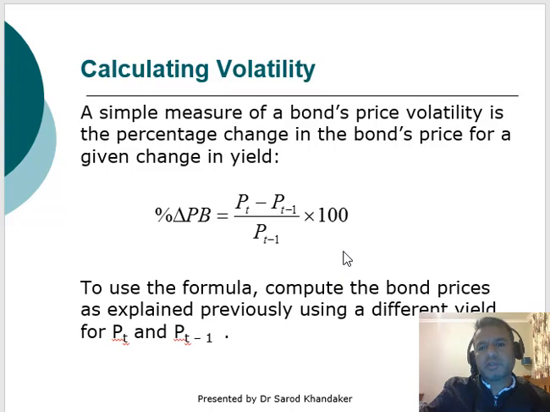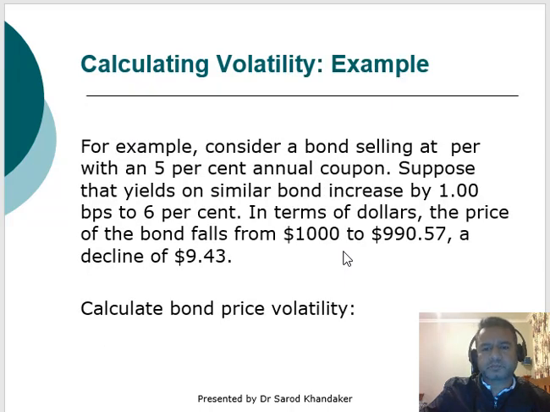Let's look at an example. Consider a bond selling at par with a 5% annual coupon. Suppose that the yield on the similar bond increased by 100 basis points to 6%. In terms of dollars, the price of the bond falls from $1,000 to $990.57, a decline of 9.43. Calculate the bond price volatility.